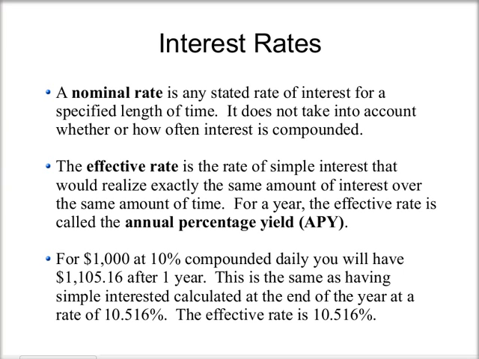Let's take a look at a short example. If you have $1,000 at 10% compounded daily, after 1 year you'll have $1,105.16. This is the same amount you would have if you had simple interest calculated at the end of the year at a rate of 10.516%. So that means the effective rate for 1 year, which is also the annual percentage yield, is 10.516%. So even though the nominal rate on this account would be 10%, the APY is slightly higher.